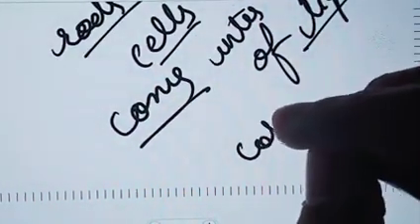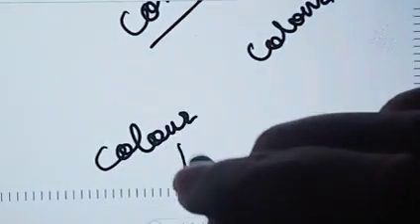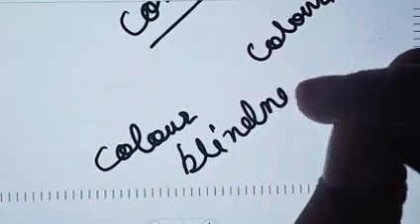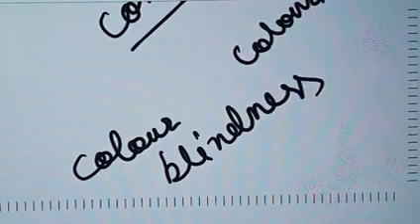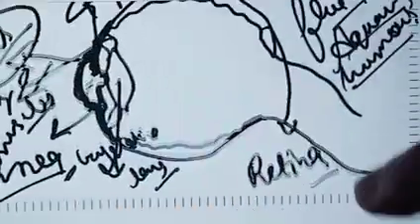And one more thing, if anyone has a small amount of cones in their retina, he or she will not be able to see the colors properly, and that defect is called color blindness, because the color-blind person will not see the colors properly. They will see only black or white. So the proper amount of cones as well as rods is very important in our retina.